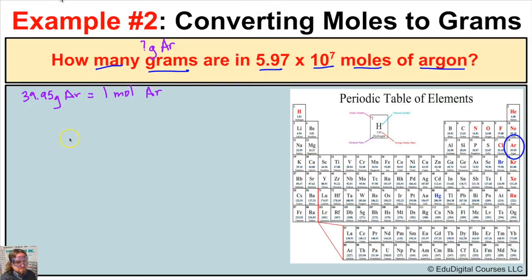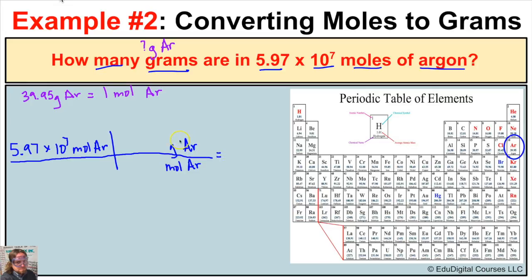We are starting off with 5.97 times 10 to the 7th moles of argon. And what we want to do here is we want to cancel out the moles of argon, and we want to convert it to grams. So we want to cancel out moles of argon, so we're going to put that in the denominator here. And we want to convert this to grams of argon, which is what the question is asking for.